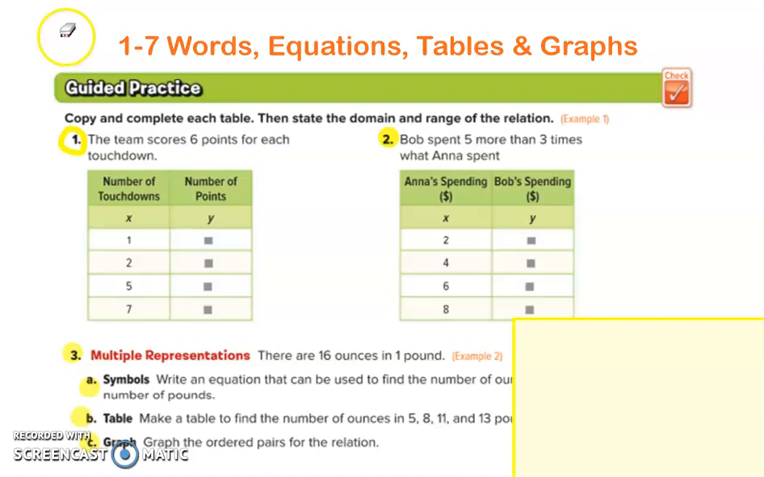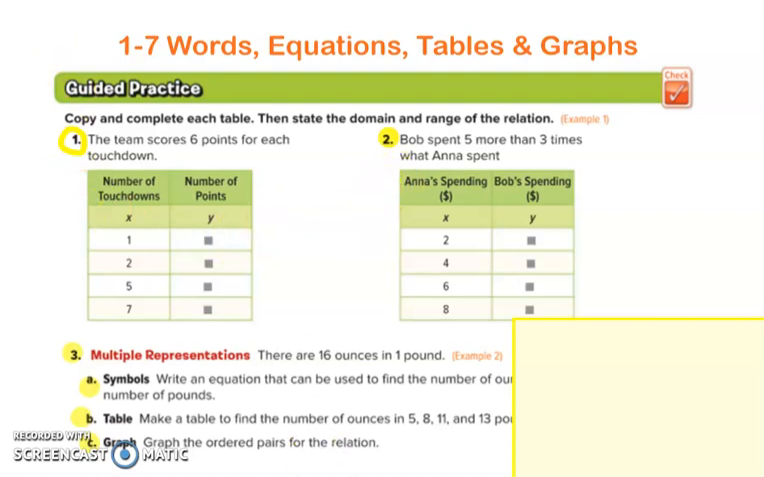Hi everybody, this is Mrs. Ellsworth, and what we're going to be doing today is taking some of these expressions that we've been talking about and creating tables and graphs with them. So let's go ahead and take a look at the first one.